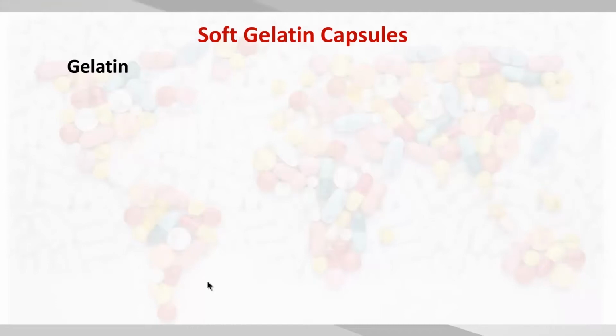Now, I would like to discuss the shell forming agent. The most used is gelatin. There are a few qualities of gelatin required in the case of soft gelatin capsule, which vary in comparison with the hard gelatin capsule. For example, the gelling strength. The gelling strength in the case of soft gelatin capsule should be 150 to 200 blooms of gelatin, which is being used as a shell material.